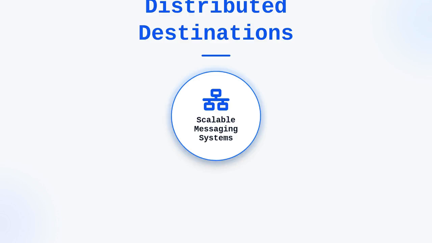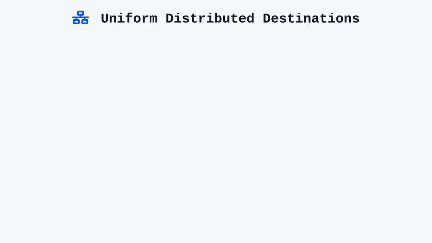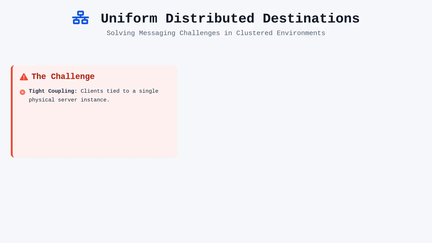Welcome back to our exploration of WebLogic Server architecture. Today, we are transitioning into the implementation of distributed destinations, a critical step for building scalable messaging systems. When we discuss messaging within a clustered environment, the primary challenge is ensuring that our clients can produce and consume messages without being tightly coupled to a single physical server instance.